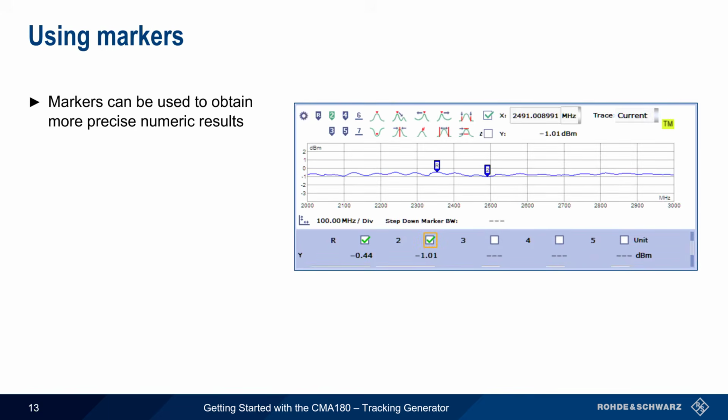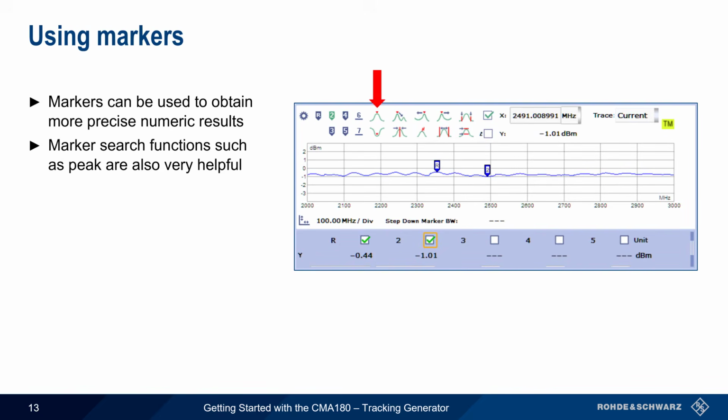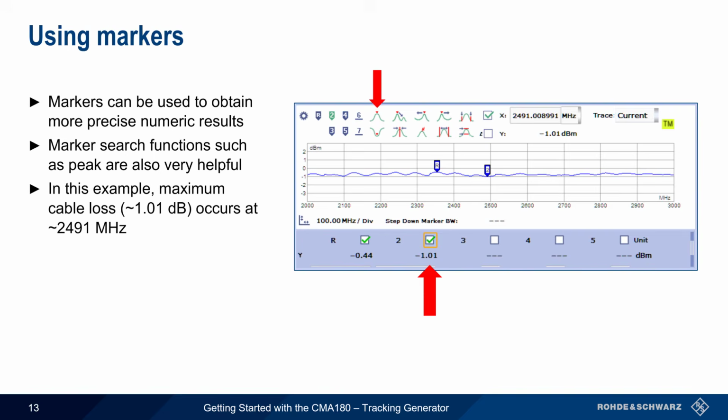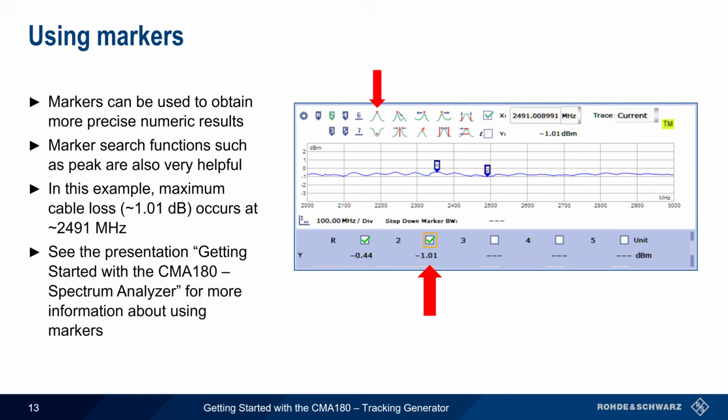Markers can be used to obtain more precise numerical results, and marker search functions can also be helpful in finding specific values, such as the positive or negative peak. Here, we use a negative peak marker to find the maximum value of cable loss, just over 1 dB at approximately 2.491 GHz. Please see the separate presentation, Getting Started with the CMA180 Spectrum Analyzer, for more information about how to use markers.